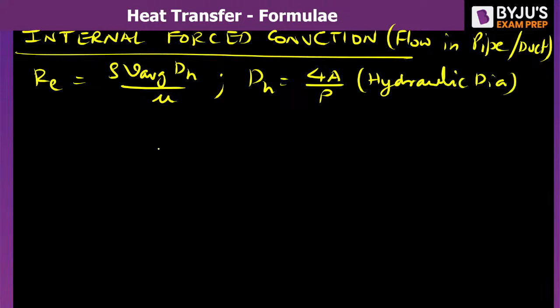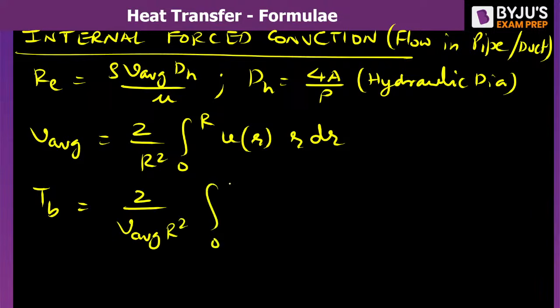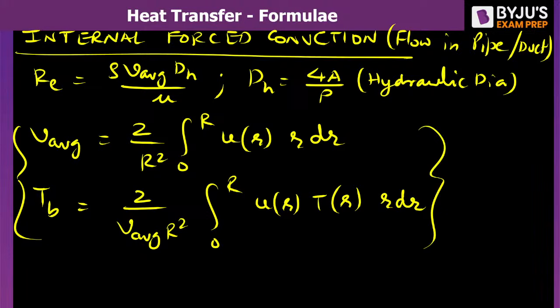Average velocity can be defined as 2 by R square integration from 0 to R of u, which is a function of r, into r dr. And the average temperature or bulk mean temperature is 2 upon V average R square integration from 0 to R of u(r) T(r) into r dr. So mean temperature and mean velocity can be defined like this. This is the bulk mean temperature.